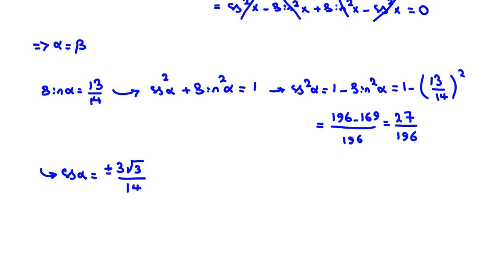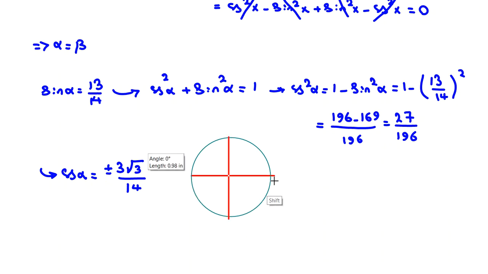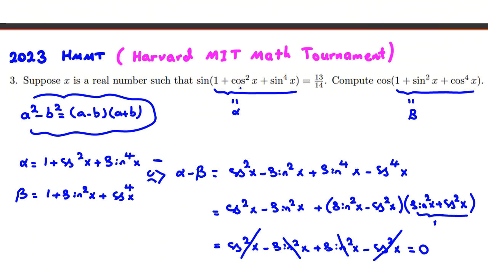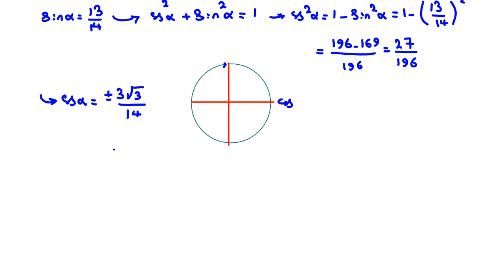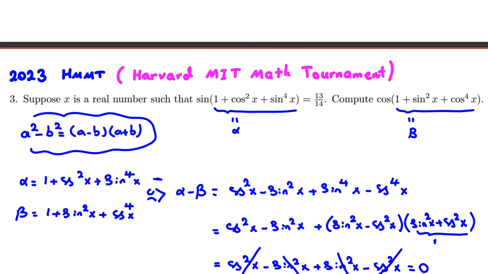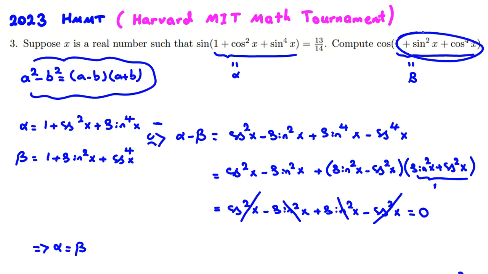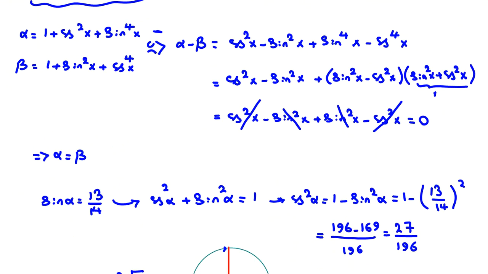Now here we should see it is plus or minus. Again, we consider the unit circle and it is cosine. If we are here, cosine is positive. If here, cosine is negative. We should work on alpha. Alpha is 1 plus cos squared x plus sine to the 4 x. Now, because we have a relationship, we proved alpha equals beta, both of them. So we should consider one of them.